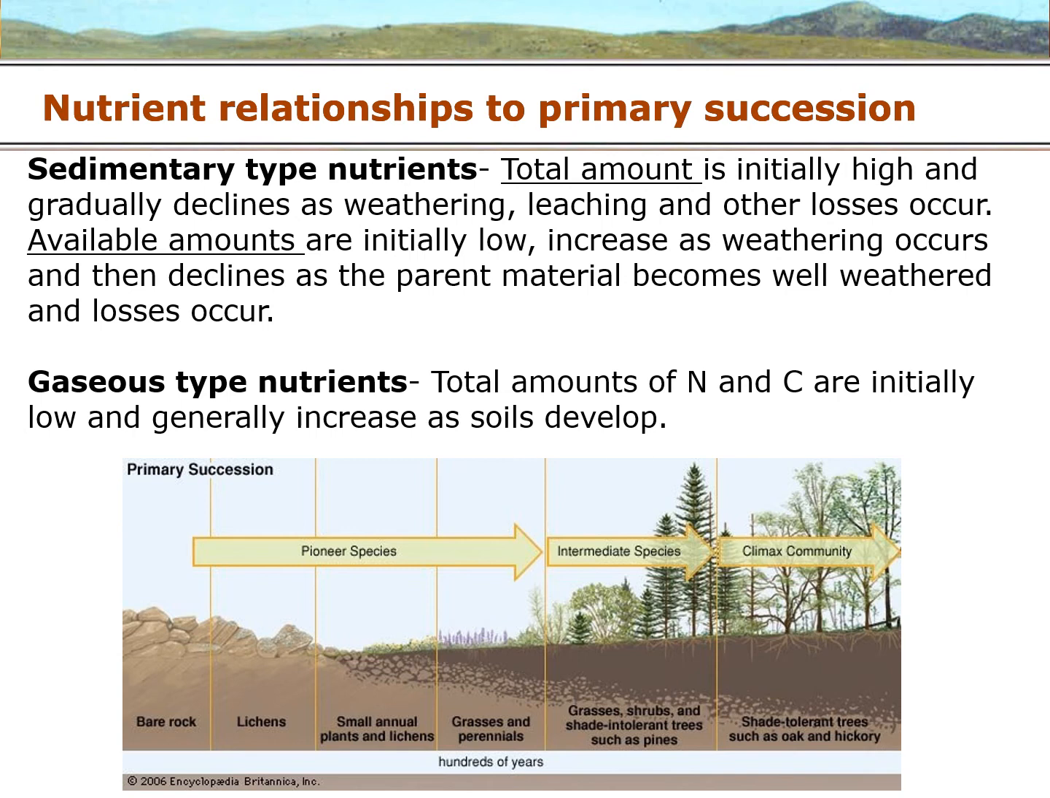For the gaseous type of nutrients, the total amount of nitrogen and carbon are initially low, but then generally increases as the soil develops because of the vegetation that sequesters carbon and brings it back into the soil.